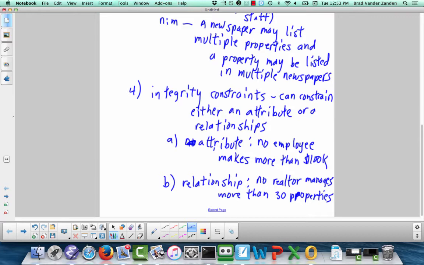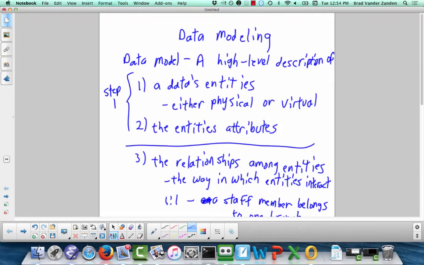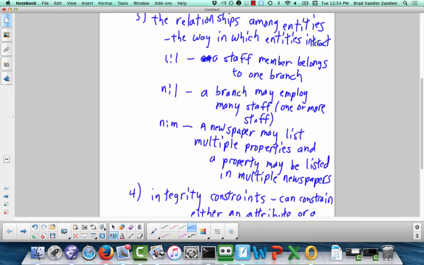So these are the four things that make up a data model. You start and you come up with the data entities and the attributes for the entities, and then you come up with the relationships amongst the entities and the constraints on them. Okay? So essentially, that's your job when you are creating your initial high-level data model.